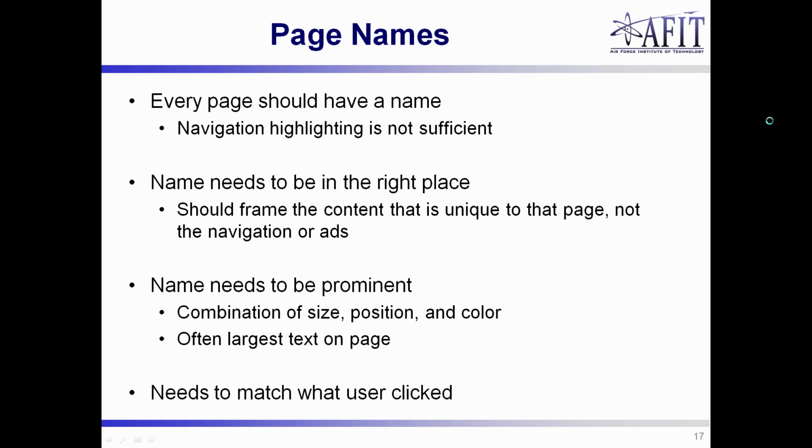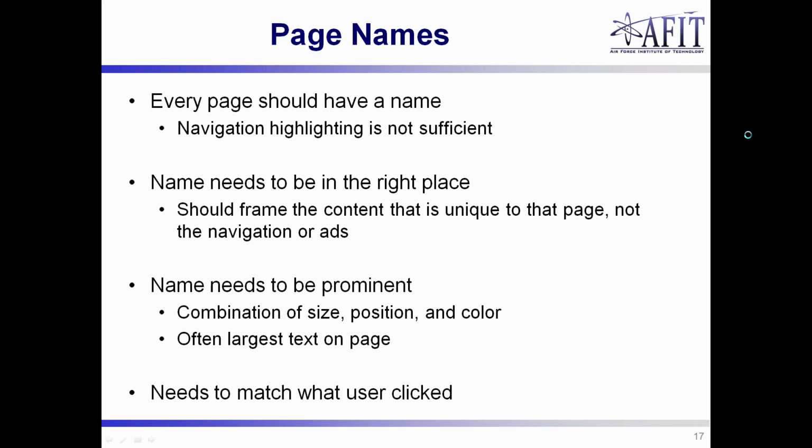The name should be prominent, right? So it should be in a logical place in the visual hierarchy. So with the combination of its size, position, and color, it should be very clear to people that that is the name. So typically it's going to be the largest text on the page. And as I said above, it needs to match what the user clicked. This is so important.